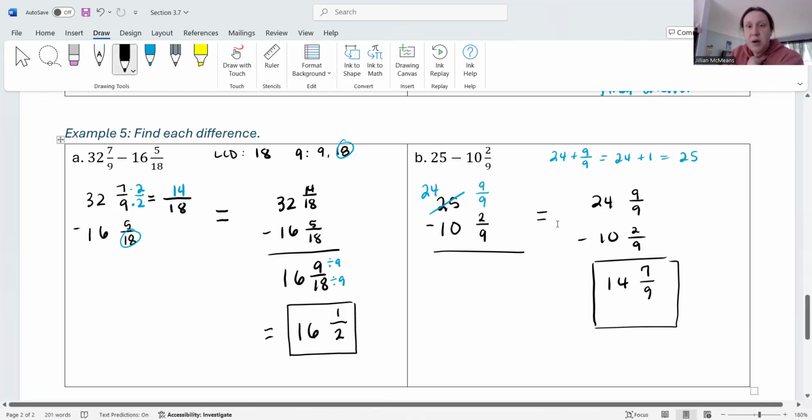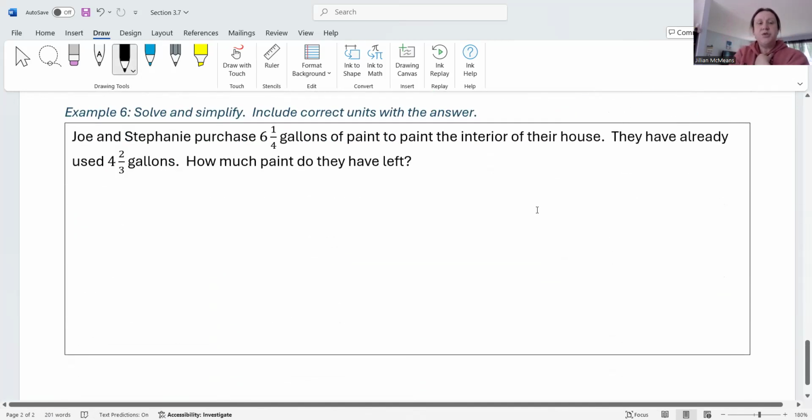Let's see. Let's go ahead and look at example 6. Example 6 says solve and simplify, include correct units with the answer. So we have a word problem here.